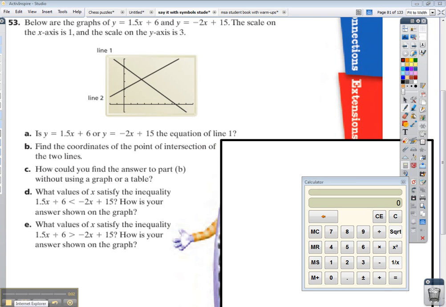So, question 23. Below are the graphs for the two equations. y equals 1.5x plus 6 and y equals negative 2x plus 15. The scale on the x-axis is 1 and the scale on the y-axis is 3. All right. Question A is, which one is y1?